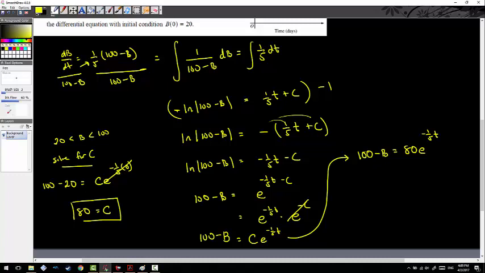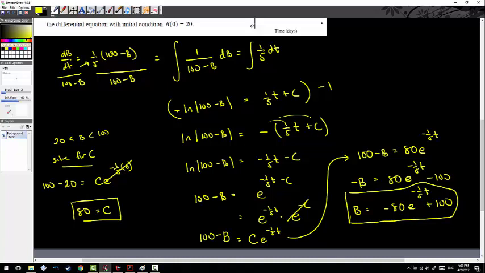Now I just got to get b by itself, so negative b is going to be 80e to the negative 1/5 t minus 100, which means b is equal to negative 80e to the negative 1/5 t plus 100. And there you go. There's your diffie about the baby bird. Alright, we'll see you guys in the next problem.